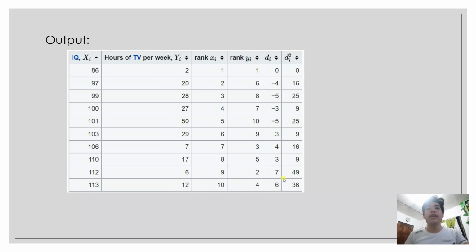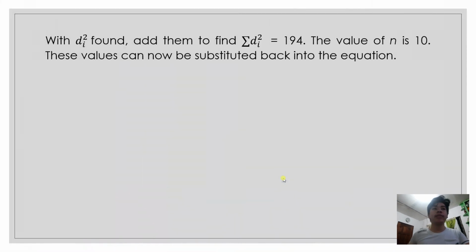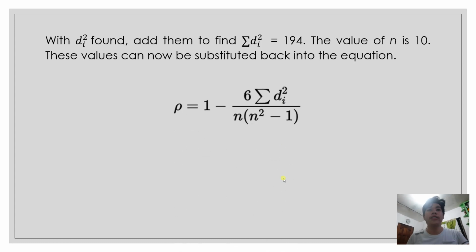And to get the rank correlation, we need to use now the formula with the d_i found. As I said, if the d_i is found, the d_i squared is found; add them and find the sum of the d_i squared, and this is equal to 194. The value of our n is 10, and this value can be substituted back into our formula, and this is our formula.